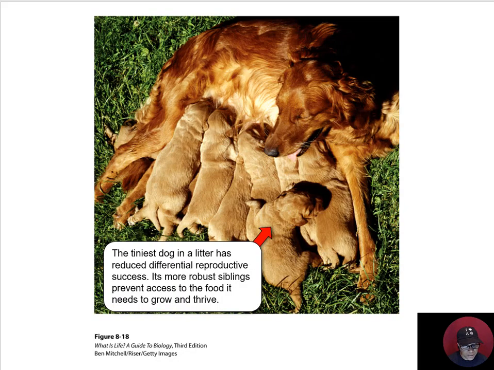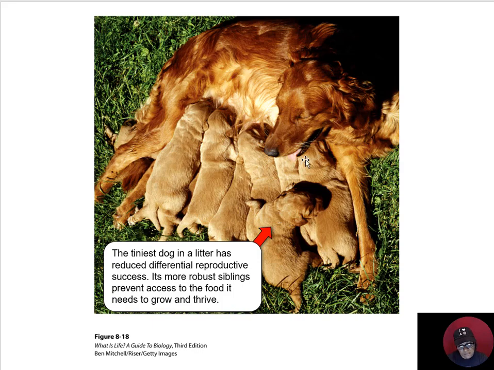So we can see this when we look at litters of dogs. If you've ever raised a litter of puppies, what you'll notice is oftentimes there is one puppy called the runt, who is the tiniest dog in the litter, and this individual has what's called reduced differential reproductive success as compared to its more robust siblings, because they are preventing this little runt from having access to food that it needs to grow and thrive. So it may not make it to go on to reproduce, right?